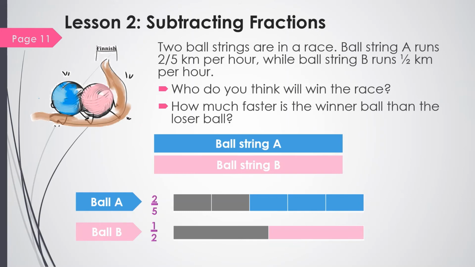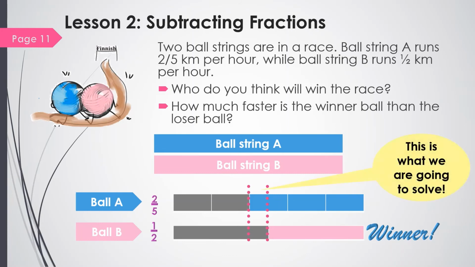So, now you see. Sino nga ba ang nanalo? Sino yung pinakamataas, mas mabilis? Syempre, the winner is ball B. It's very obvious kasi mas mahaba yung natakbo niya. But the problem there now is you are going to get this part. Gaano ba kataas yan? That is how much faster is the winner ball than the loser ball. How are you going to answer that question? So this is what we are going to solve.